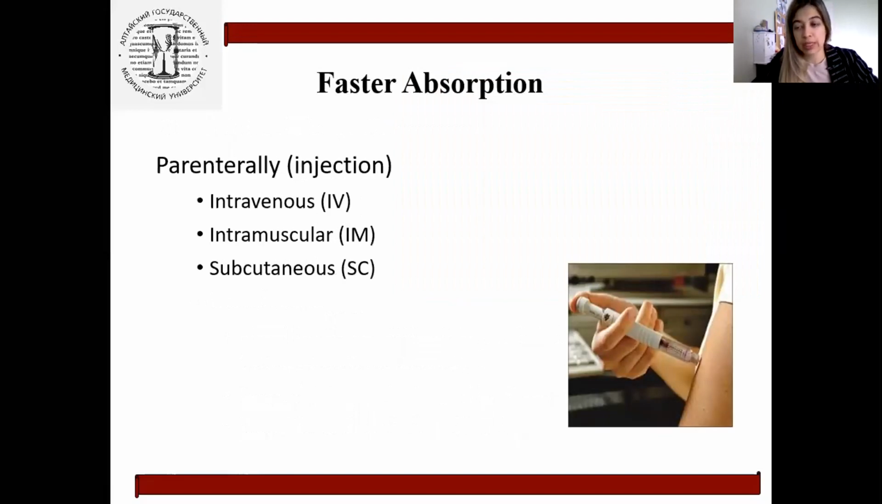Faster absorption we can get if we administer the drug parenterally, for example, by injection. Intravenous injection, intramuscular injection, and subcutaneous injections are the most popular.